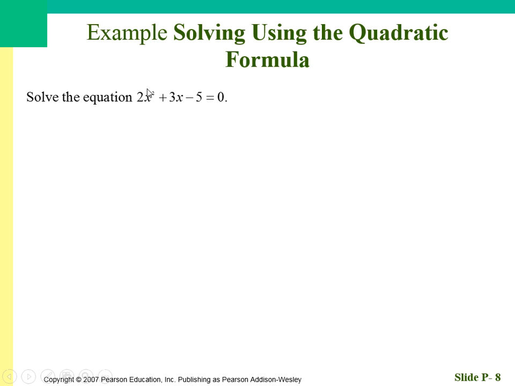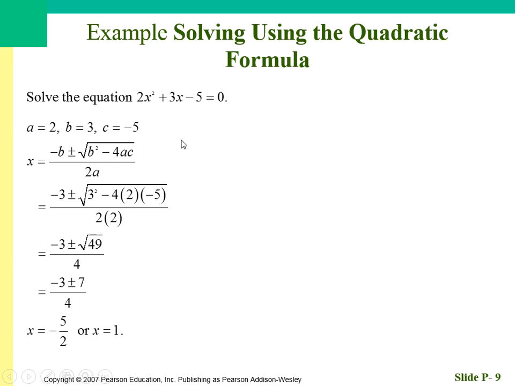So to start off with, I can see that my A is going to be 2, my B is going to be 3, and my C is going to be -5 because that is a -5. So with that in mind, I'm going to plug into my formula. So negative B gives me -3, plus or minus B squared means plus or minus 3 squared minus 4 times 2 times -5, all in the square root, all over 2 times A, which in this case is 2.